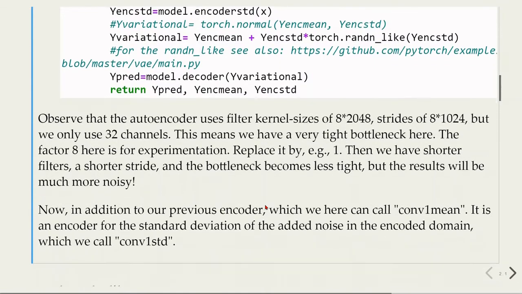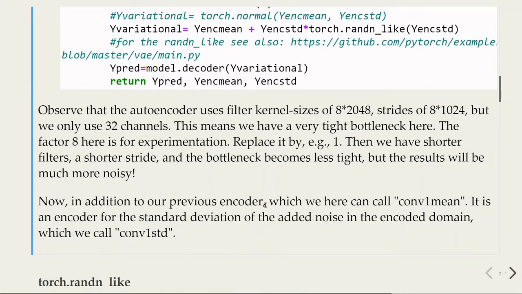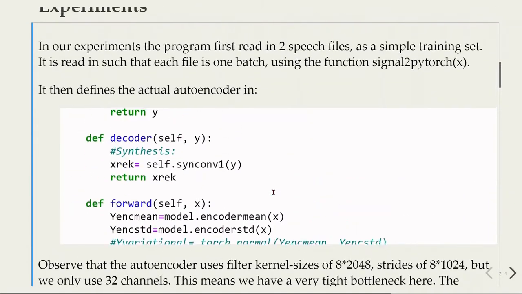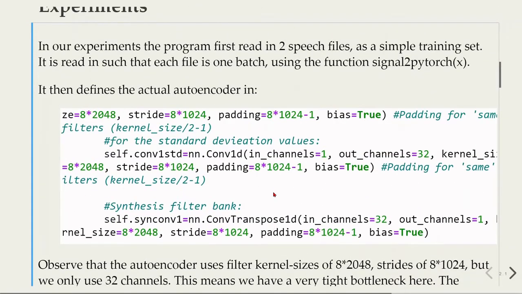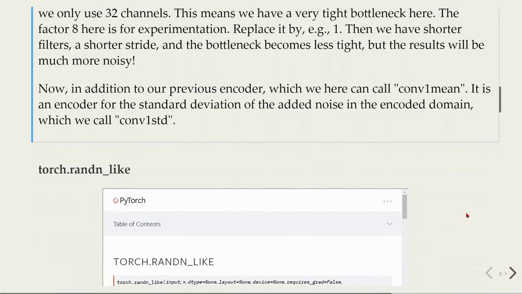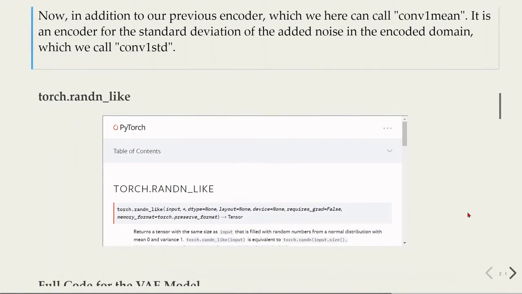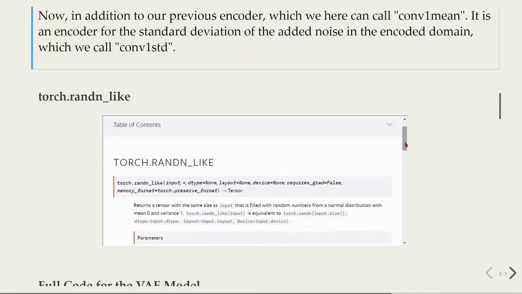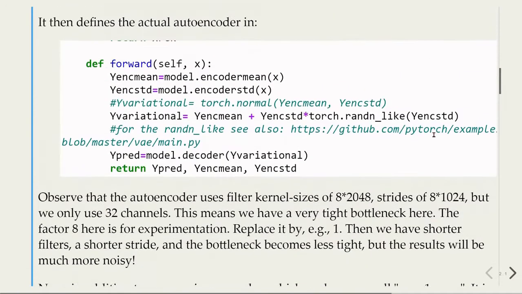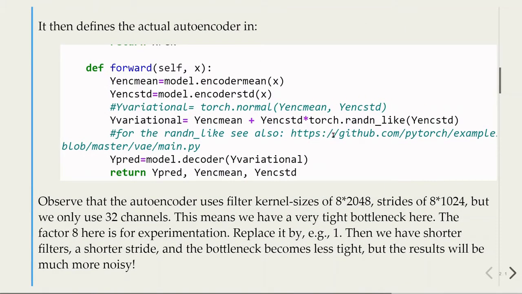And in addition to our previous encoder, which here we call the conv1mean, there is also the encoder for the standard deviation of the added noise in the encoded domain that we're calling conv1std. Like I explained here before, we have the conv1mean and the conv1std. Here is the torch.randn_like, and it returns a tensor with the same size as the input that is filled with random numbers from a normal distribution with zero mean and unit variance. And this is what we are using here for this Y variation.